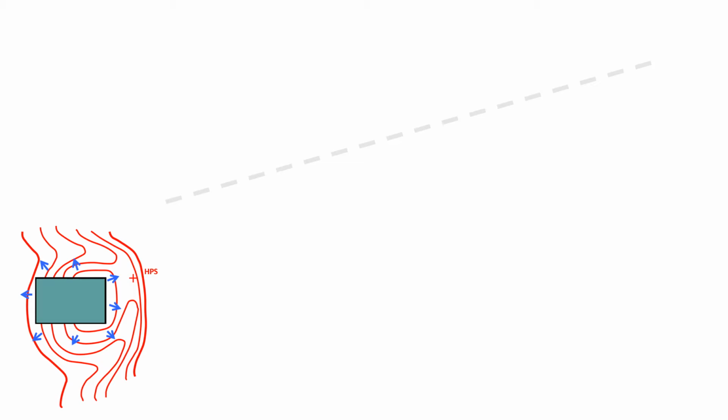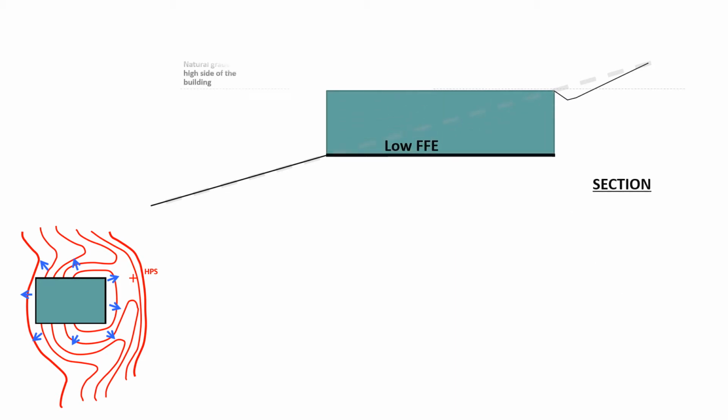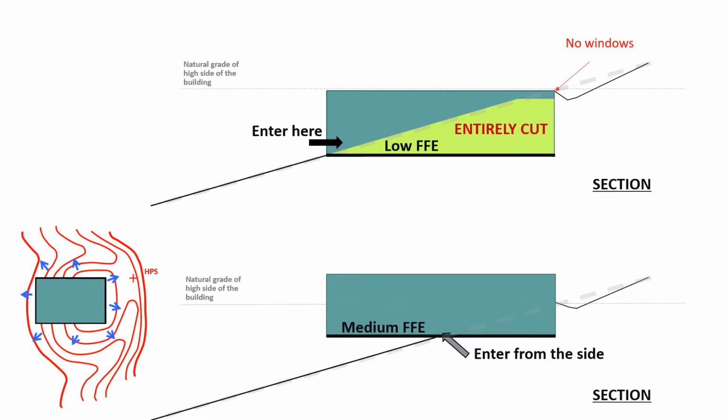So our first scenario to compare here is if we enter from the lowest end of the building with a low FFE. Now in this case, you can see that you have to cut all the soil in this area to build this solution. A potential disadvantage is that you may not be able to have any windows on the high side. What if you enter the slope with a medium FFE? Now you could have a relatively balanced cut and fill, right? And yes, you now have windows with fresh air and sunshine on the high side too.